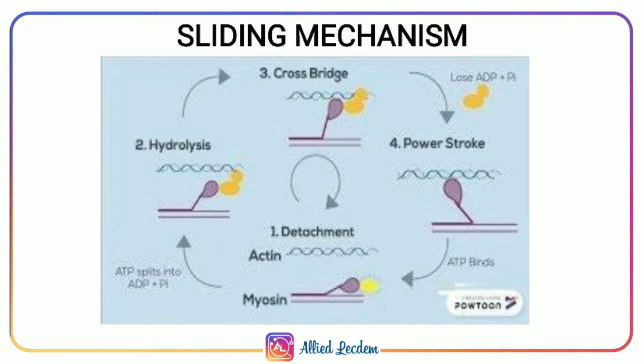Next is the sliding mechanism, or walk along theory, or ratchet theory. According to this theory, the contraction of muscle fibers occurs when the thin filament, that is actin filaments, slides over the thick filament, that is myosin filaments. There are 4 stages: hydrolysis, cross bridge formation, power stroke, and detachment.